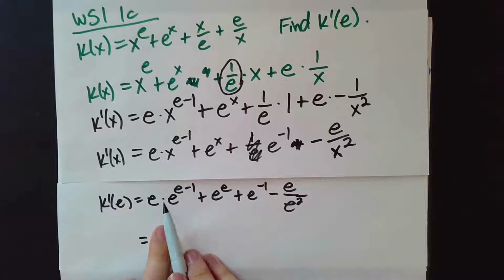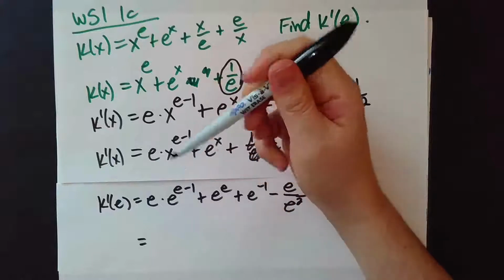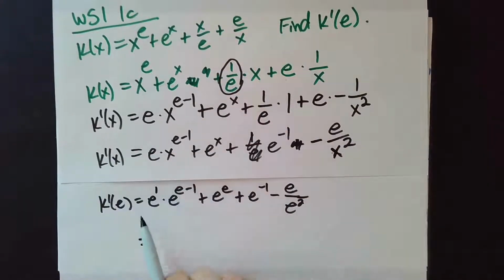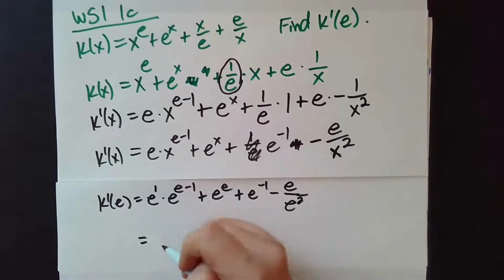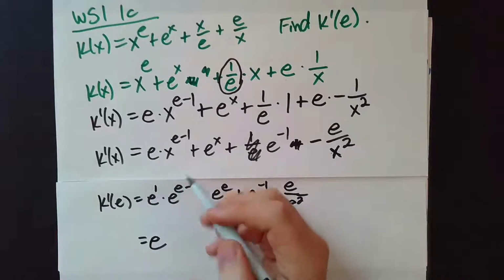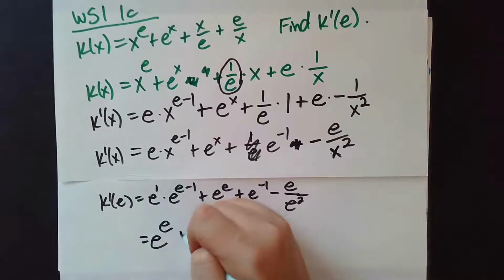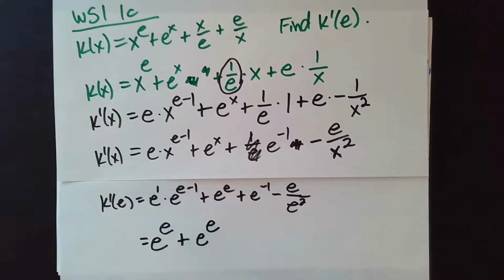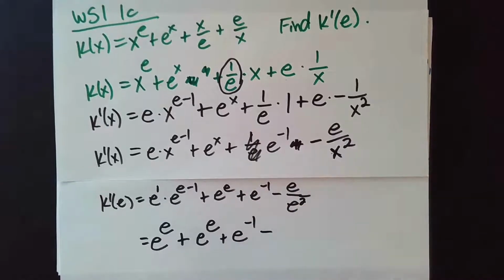Okay, so now I have to think about my properties of exponents. So e times e to the e minus 1. This is an e to the first power times an e to the e minus first power. When I multiply things with like bases, remember I add the exponents. So because these are both e, I can rewrite this as e to the e minus 1 plus 1. And e minus 1 plus 1 is e. Plus, this is e to the e. Plus, it's e to the minus 1 minus.